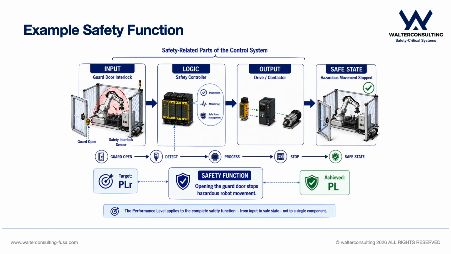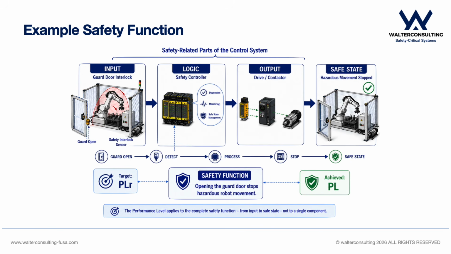The controller processes the input according to the defined safety logic and generates the required command for the output subsystem. The output subsystem then acts on the machine. Depending on the application, this could involve contactors, a safety-capable drive, or other components responsible for removing or controlling the hazardous movement. Together, these elements implement our safety function. Opening the guard door causes the hazardous robot movement to stop.